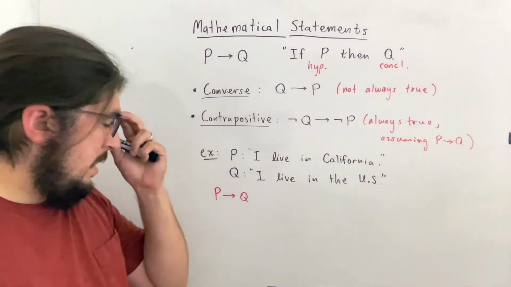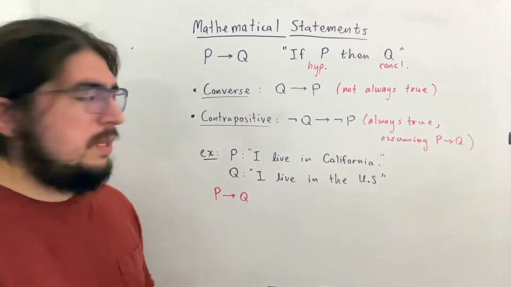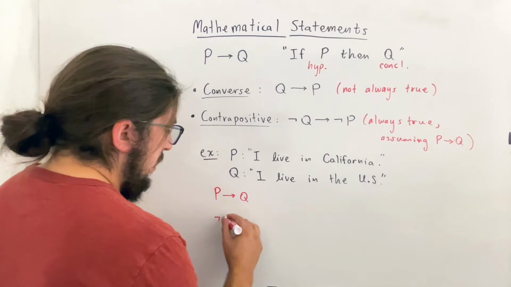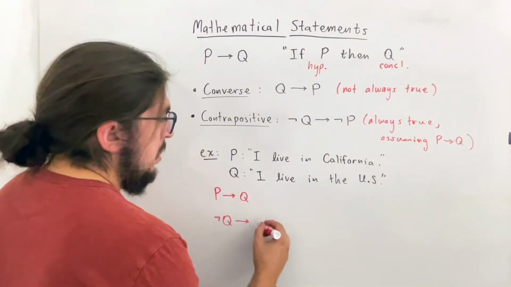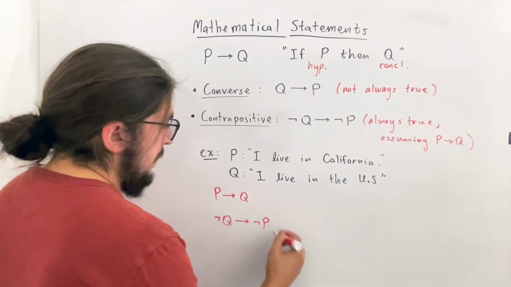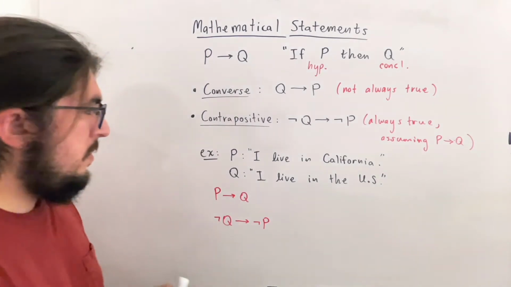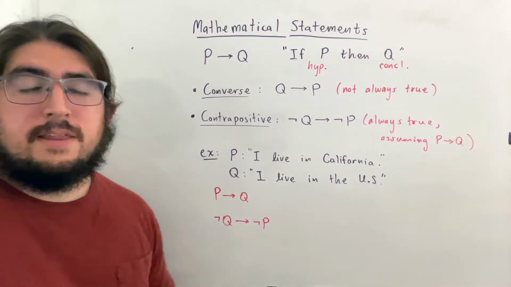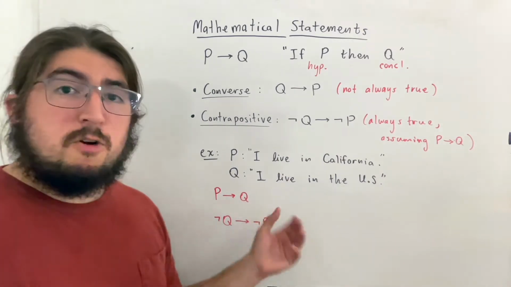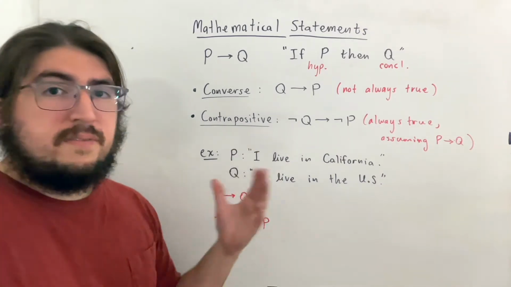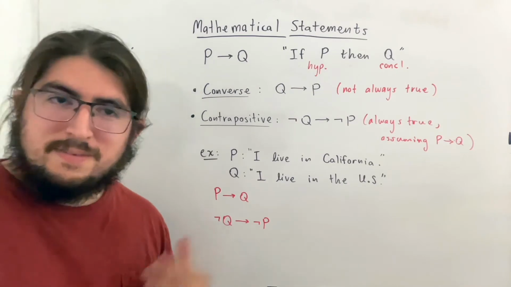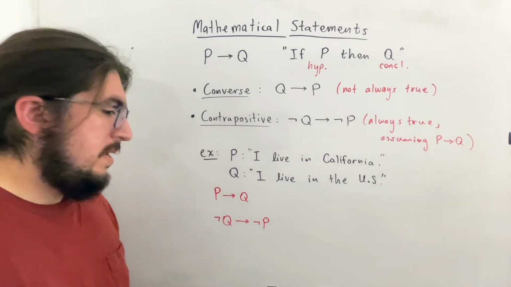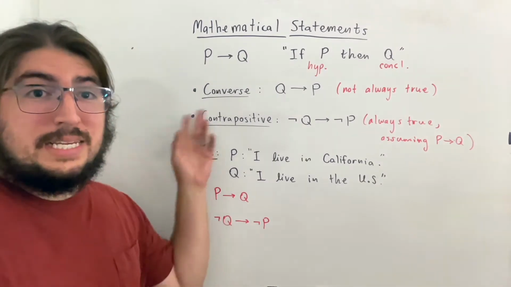Okay, so how is that here? Well, let's think about this for a second. What is not Q implies not P? What does that mean? This would mean if I don't live in the US, then I don't live in California. Now that makes a lot of sense, because since California is contained in the US, if I don't live in the US, how can I live in California? Because I'd have to live in the US in order to live in California. Okay, so that's the idea behind this.